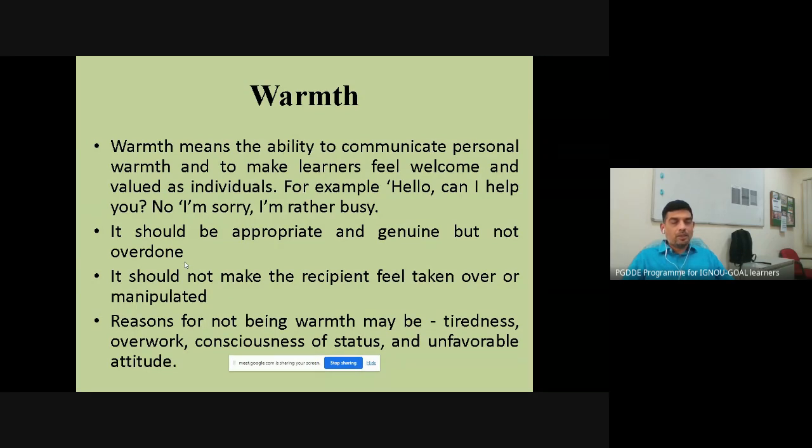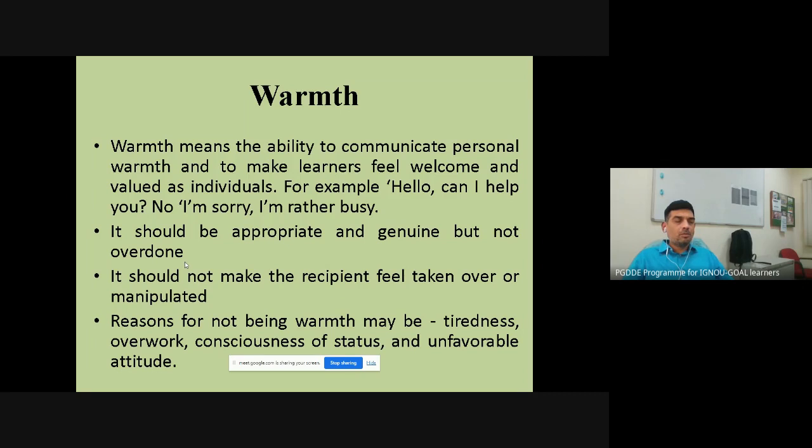It should be appropriate and genuine, but should not be overdone. If I keep on showing the warmth again and again, that also gives a negative impression, so there should be warmth in a positive way, and it should not be overdone. It should not even give the learner an opportunity to manipulate. That's why it is said that this thing should not be overdone.